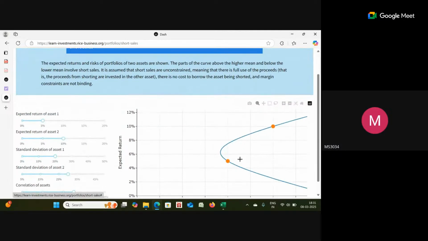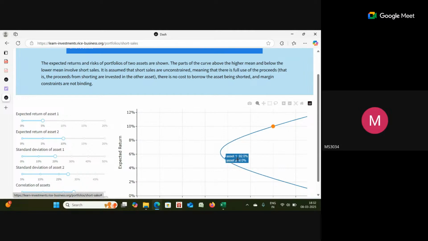Similarly, here in asset 1 you are investing 124%, in asset 2 you are investing -24%. That means you are shorting asset 2 with 24% of your wealth. That means you are borrowing 24% of your wealth in asset 2, shorting asset 2 and investing that extra amount in asset 1 along with your original wealth. Is there any doubt? We discussed short selling in one of our previous sessions, and I will be having a brief discussion today also.